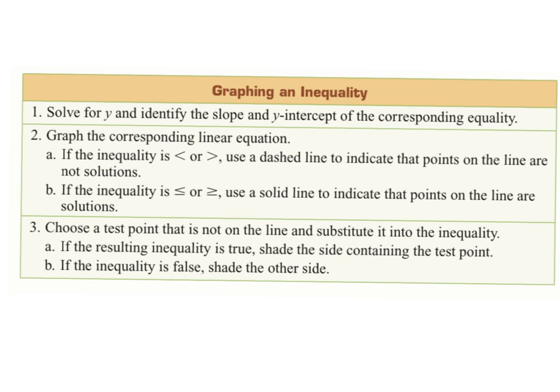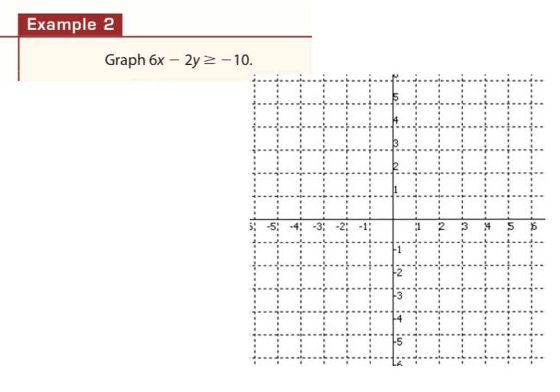If you don't have an or equal to, your line is going to be dashed. So if it's just these two, dashed line; or equal to, solid line. And then you can always choose a test point. Pick a point that is in your shading. It should give you a true statement in your formula for your line. So let's look at this example here: 6x minus 2y is greater than or equal to -10.